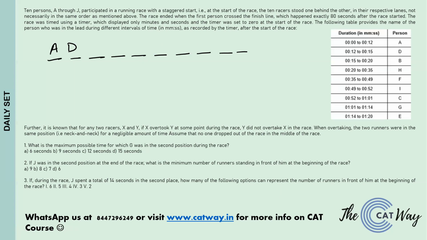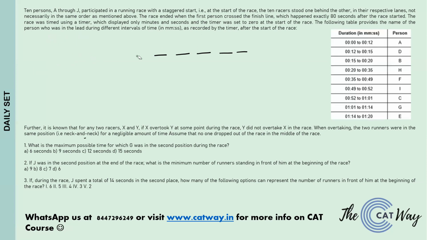However, about J we do not have any information. So there is a slight possibility that instead of D being second, D could have been third and J would have been second. For the first 12 seconds, A was the leader, while at the end of 12 seconds, when D took over the first position, he overtook A and J simultaneously. This is a possibility.